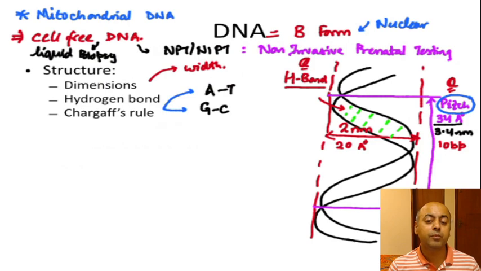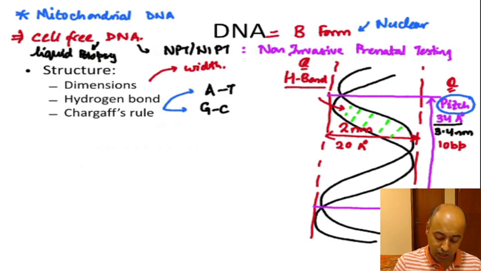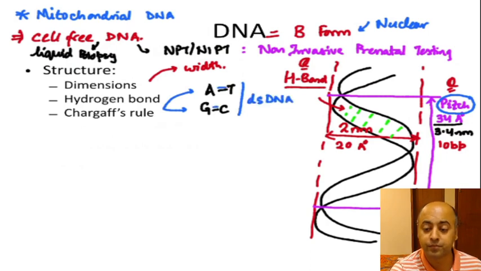Okay, so adenine will pair with thymine and guanine will pair with cytosine. This is what is known as Chargaff's rule, and you should remember, because of the Chargaff rule, the amount of adenine is equal to the amount of thymine, and the amount of guanine is equal to the amount of cytosine inside the double-stranded DNA.